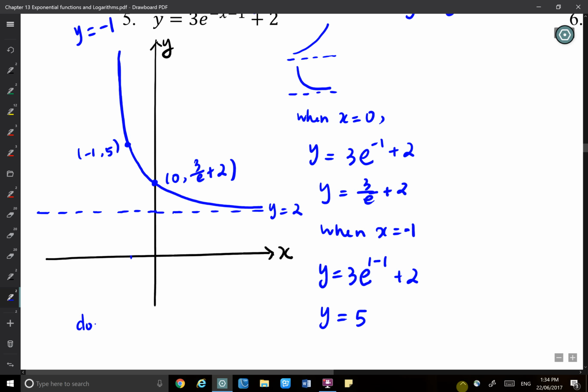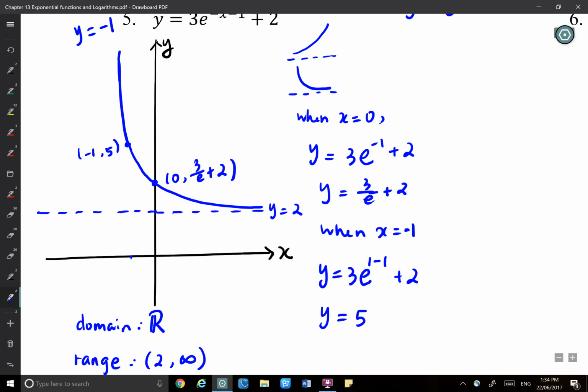Therefore, domain is R. Range is 2 to infinity. Well, I would say the negative 1 will be the best point to substitute because that's the only point that can get rid of the e and give you a numerical value, negative 1 and 5, which is the exact point on the diagram.